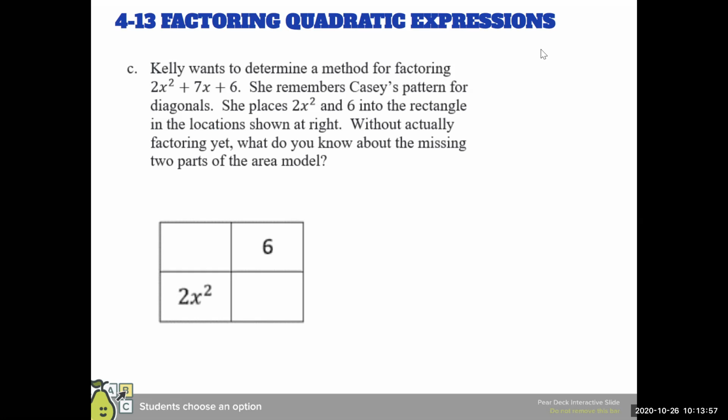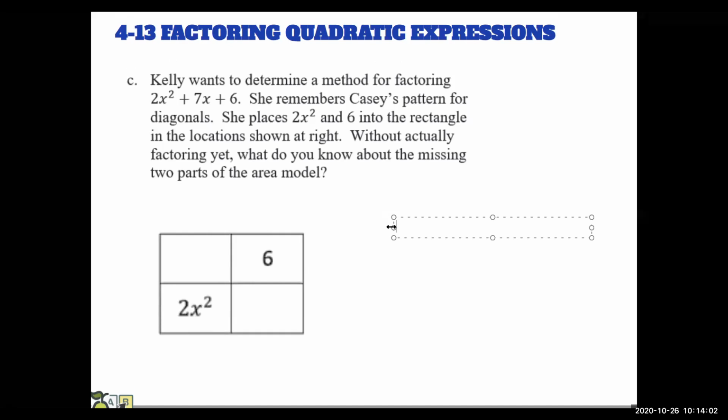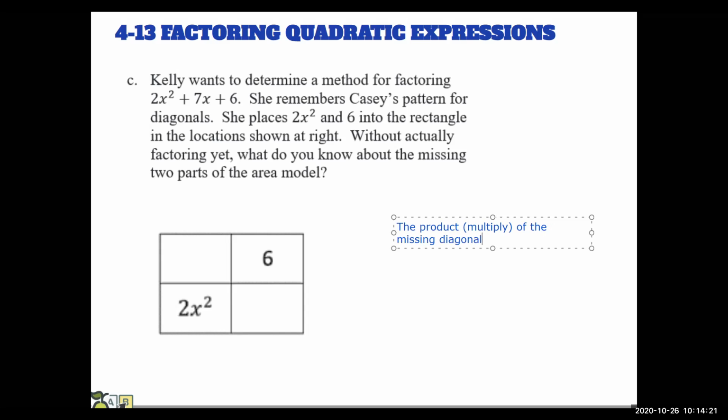So what we know is that we know that the product, that's multiply, of the missing diagonals must be 12x squared.